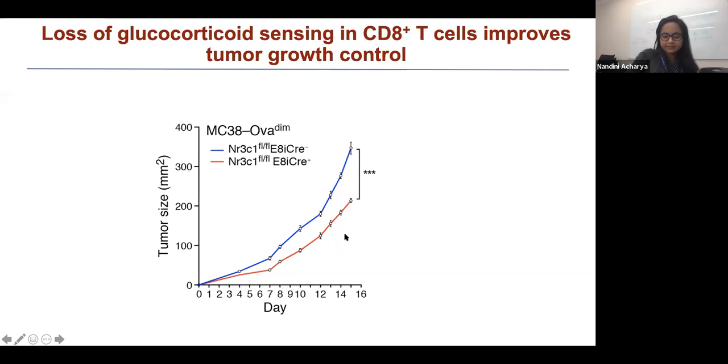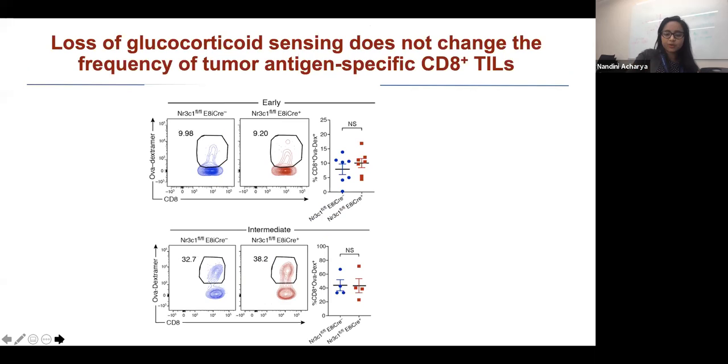the wild type mice. We wanted to study the effector differentiation and functionality of these T cells in the wild type and knockout mice. And we looked at two different time points. An earlier time point where the difference in tumor sizes between the two groups were not statistically significant, and at an intermediate time point. So the first thing we looked for is the frequency of antigen-specific cells.